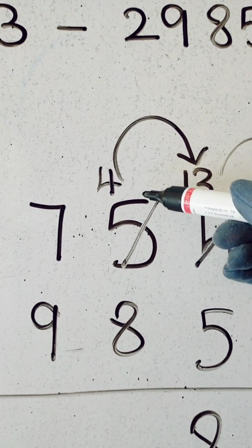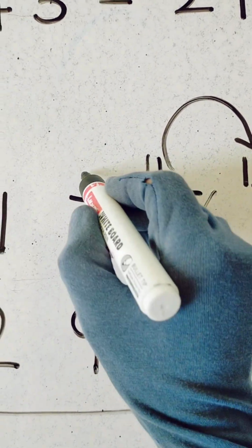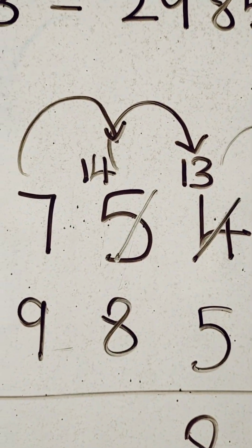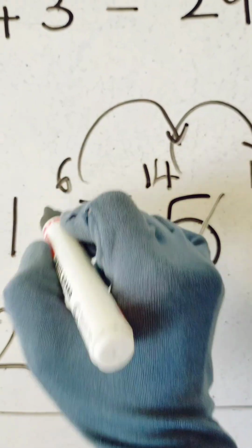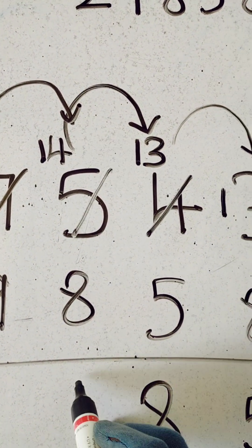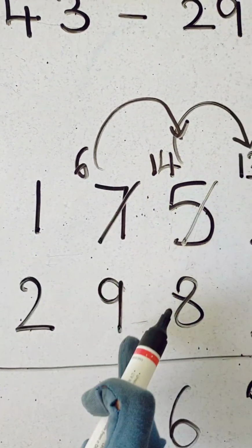Then what is this? 4. From 4, can you subtract 8? No, not possible. So you will borrow again. So this 4 will become 14 and this will be 6 because you donated 1 here. Now 14 minus 8 is how much? 6.